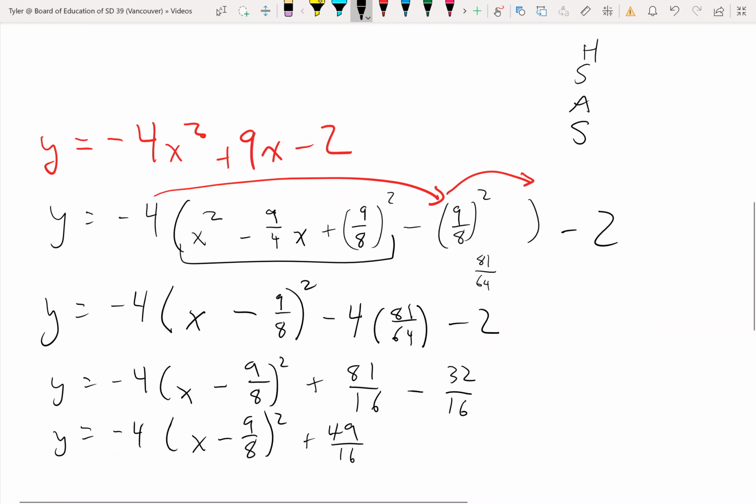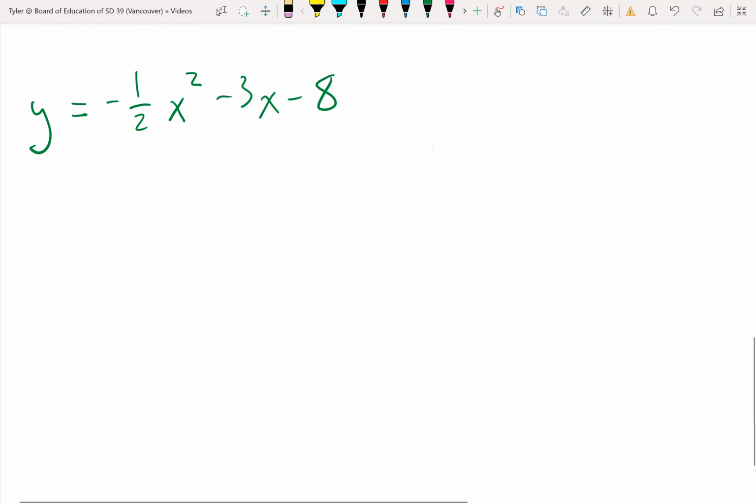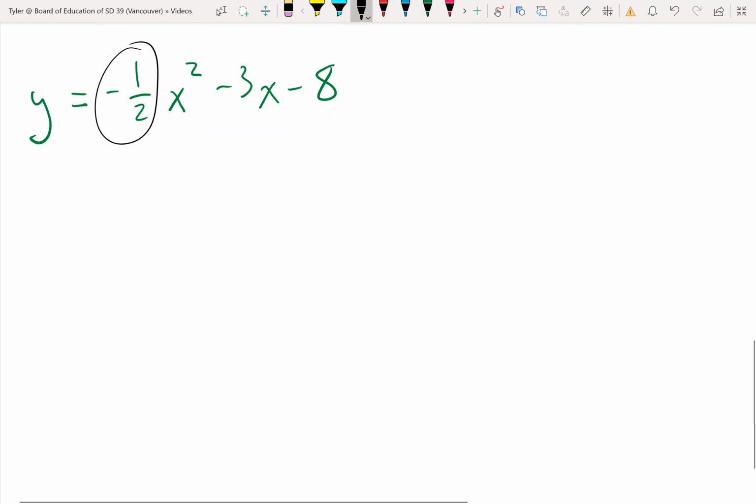Nice. So looking at this final equation, even though it's ugly fractions, we can actually see everything we need to see. We can see what the vertex value is going to be, and we can see the stretch value, and that it's going to be a negative downward opening parabola. Okay. The last example, same basic idea, but again, we got fraction.